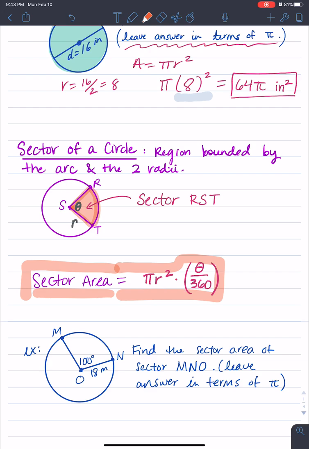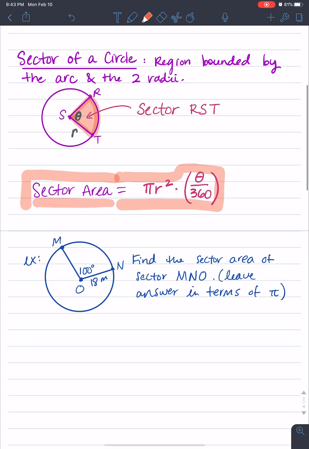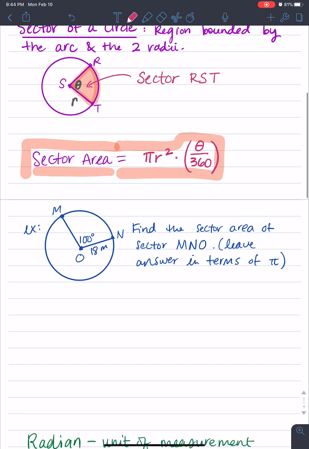Okay. All right. Remember, you can pause if you need to get caught up on writing if I'm going too fast. Okay. All right. So let's practice that together. Find the sector area of sector MNO. Leave your answer in terms of pi.